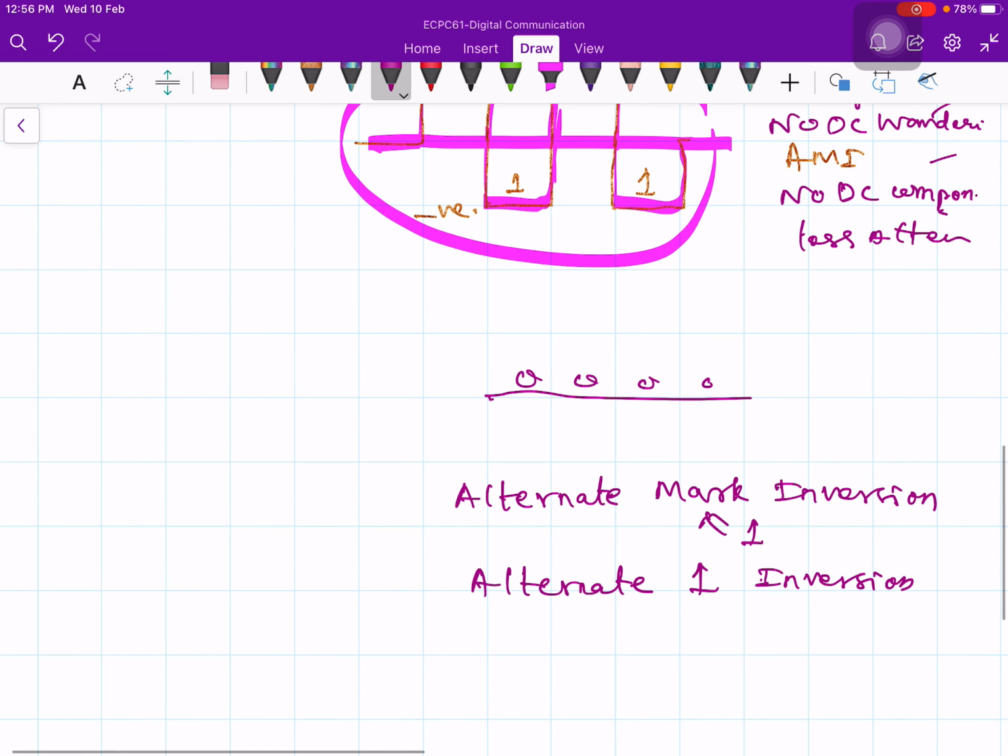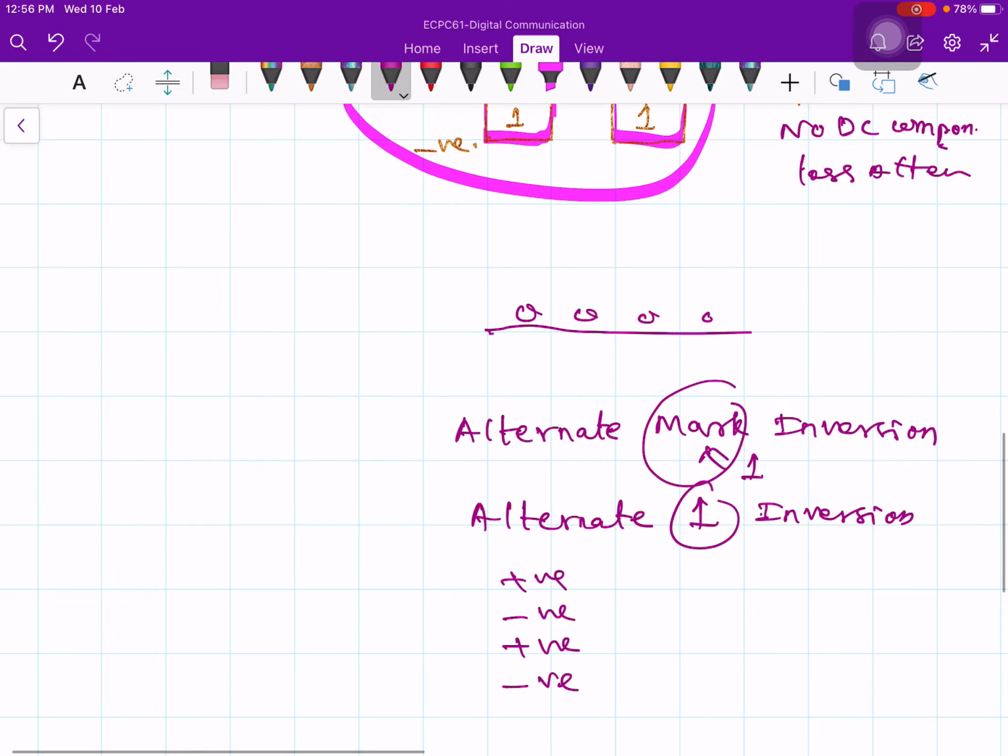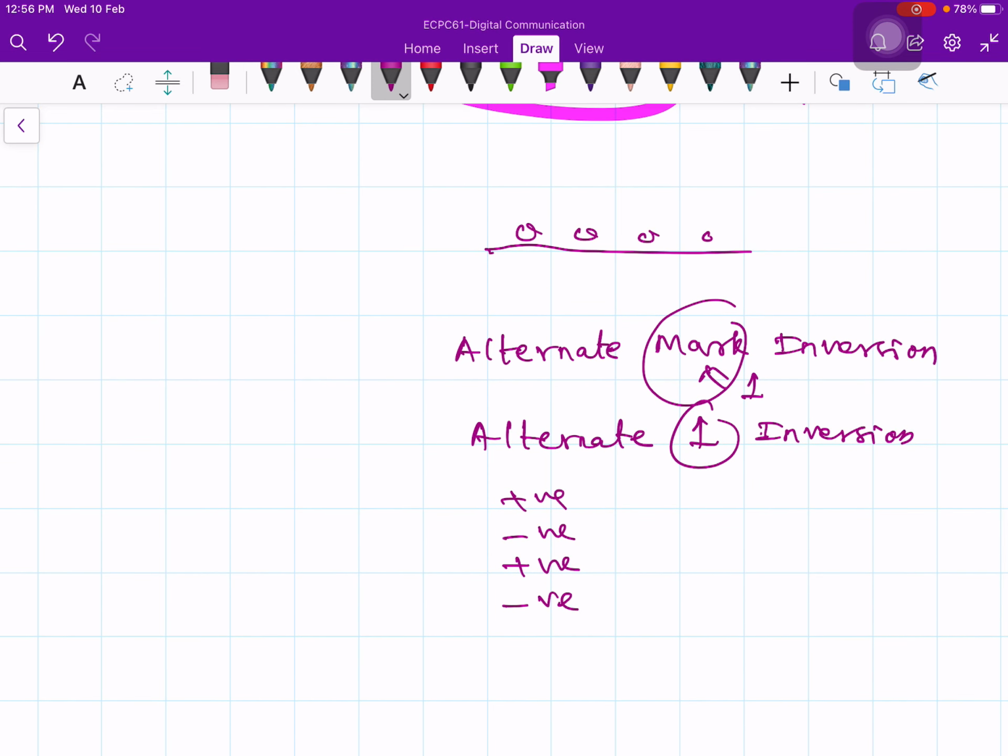That means one level keeps on changing. For the first one you send positive voltage, the second one negative voltage, the third one positive voltage, the fourth one negative voltage. So you keep alternating the mark value or 1 value. Simply you are inverting. One is represented by positive voltage, the next one by negative voltage, and so on and so forth. Obviously that will avoid a long string of ones.